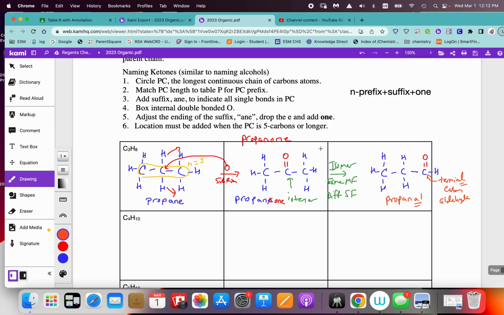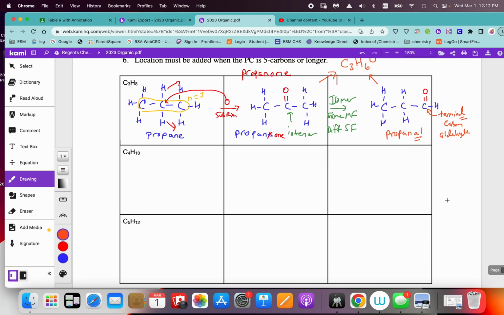So they have the same molecular formula, right? Their molecular formula is C3H6O. So they have the same molecular formula, but the structure is different. The double bonded O is on an interior carbon in the ketone, and the double bonded oxygen is on a terminal carbon in the aldehyde. So little things to watch out for.